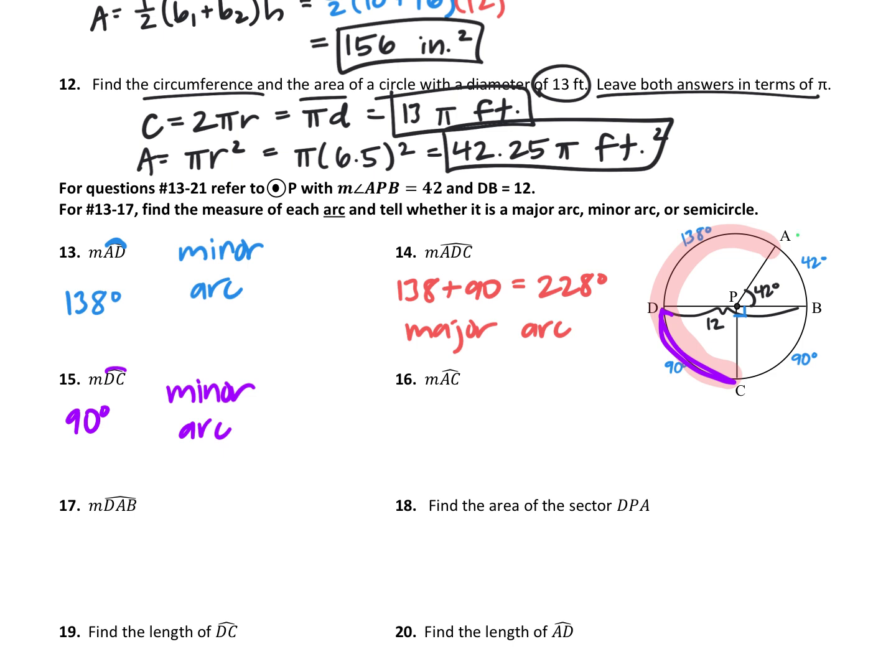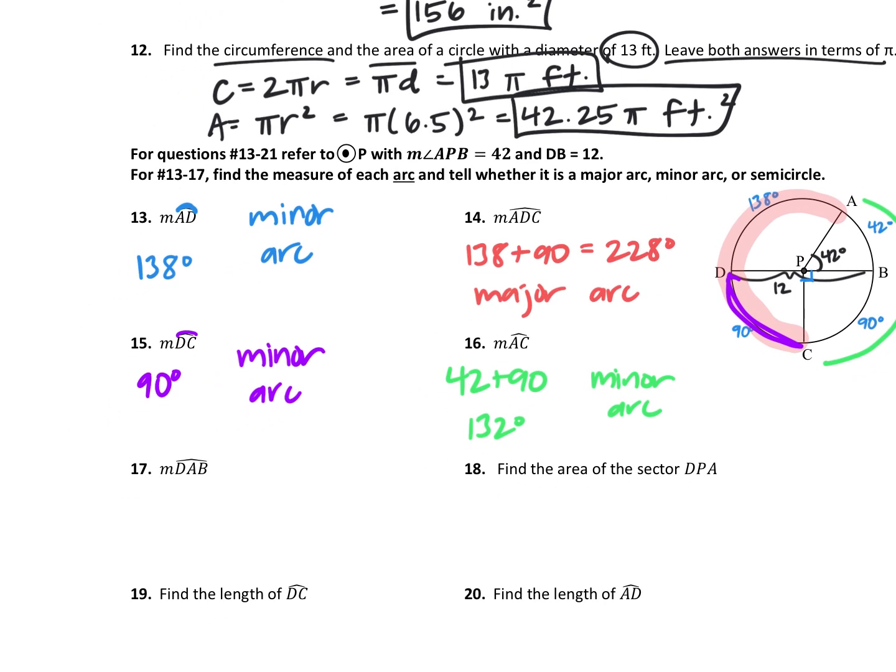Arc AC would be 42 plus 90, which is 132 degrees, and that is a minor arc because it is less than 180 degrees. The measurement of arc DAB, so DAB, that is just 180 degrees, which is a semicircle.